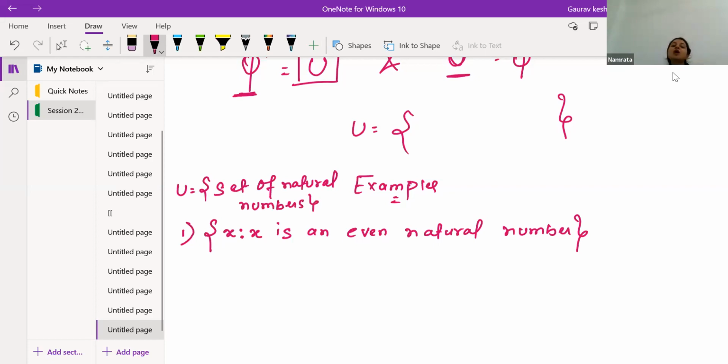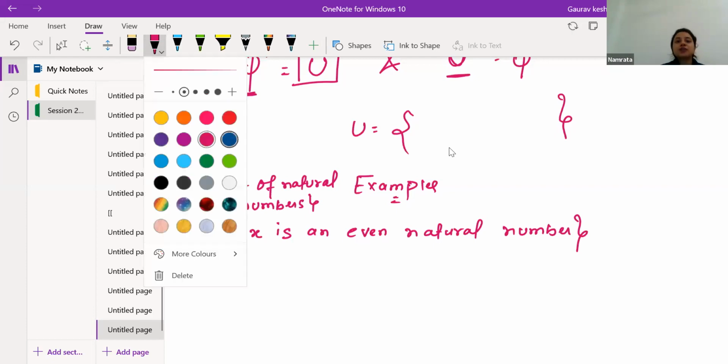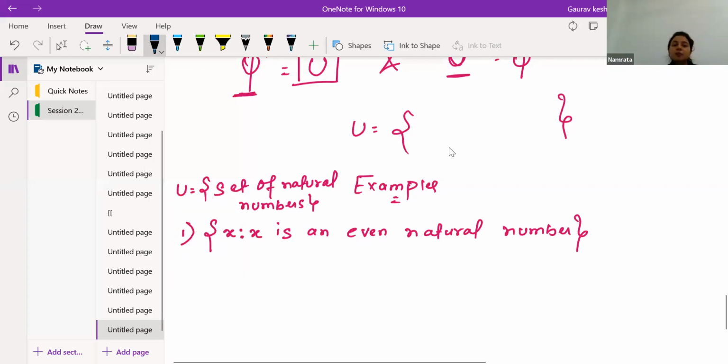We have to write the complement of the given set. The first question is given. We have to write the complement of that. Okay, complement of this set. Can you tell me what will be there in the complement of this set?